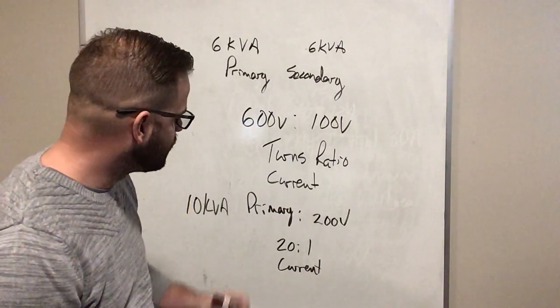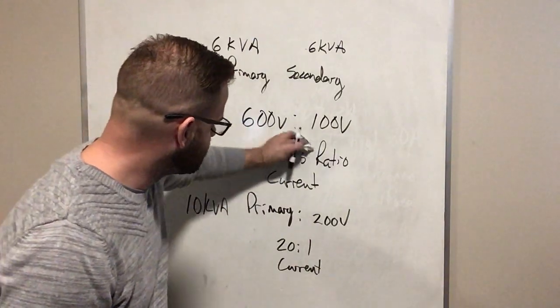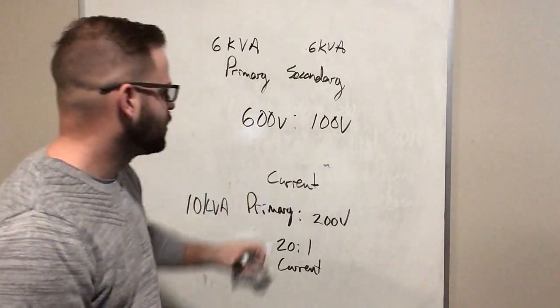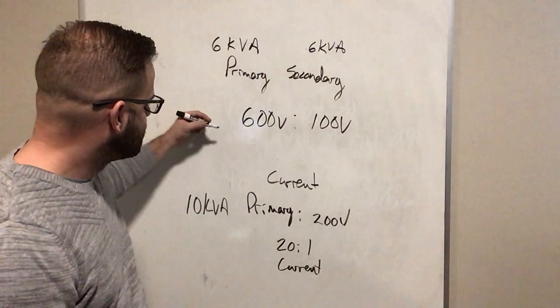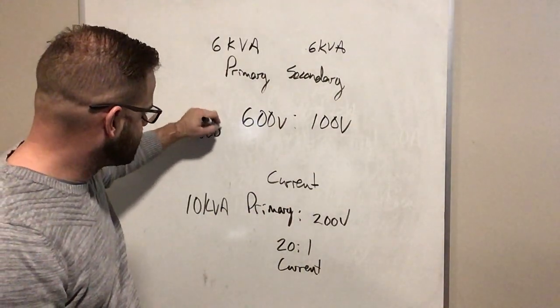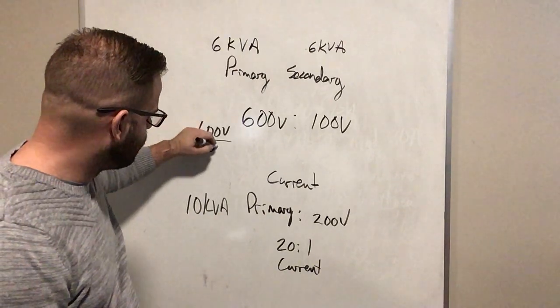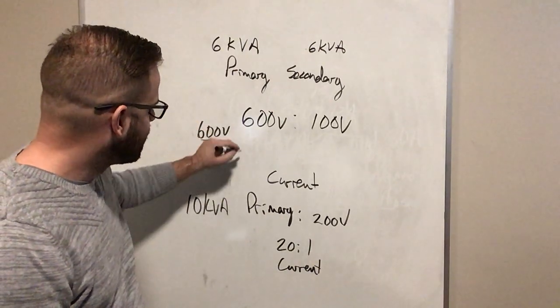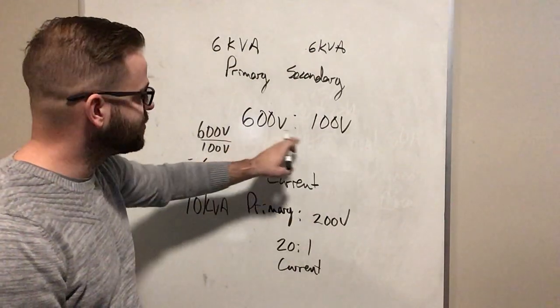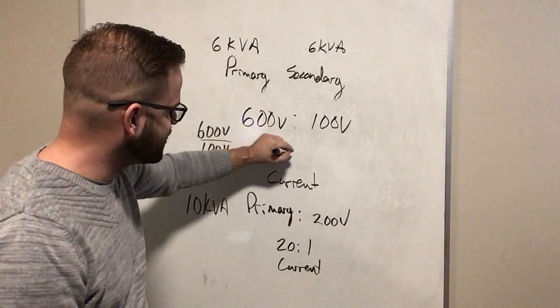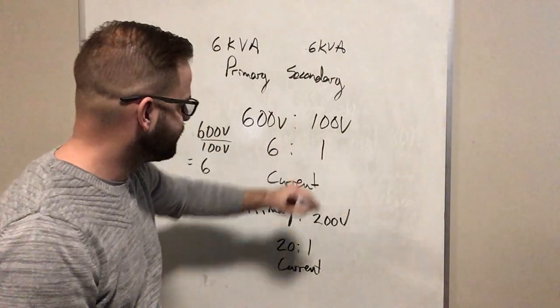And we are going to do the turns ratio. Always divide the smaller into the larger. So we have 600 volts divided by 100 volts. That gives me an answer of 6. So this is 6 times larger than that one. So we have a ratio of 6 to 1.